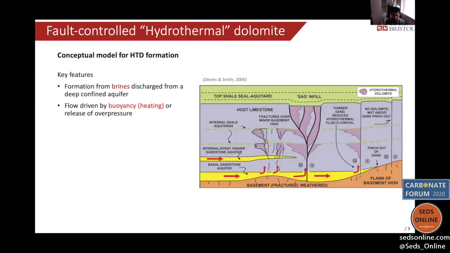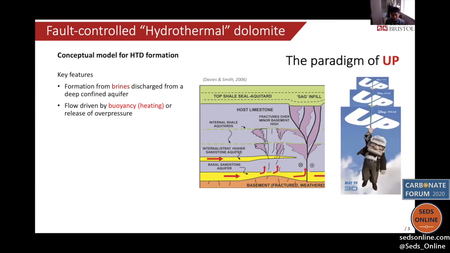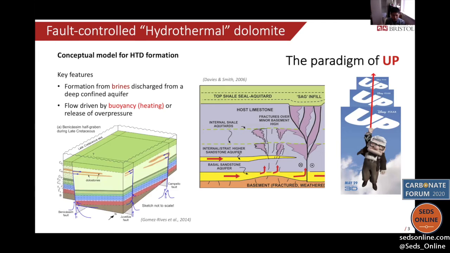So the most widely cited conceptual model for hydrothermal dolomite formation is that of Davies and Smith, 2006, which relies on deep hot magnesium-rich brines that ascend along faults, driven by buoyancy and release of overpressure. So this upward movement of fluids has become the dominant paradigm in understanding hydrothermal dolomite, for example, in the Cretaceous from the Maestrazgo Basin in Spain at your left-hand side.